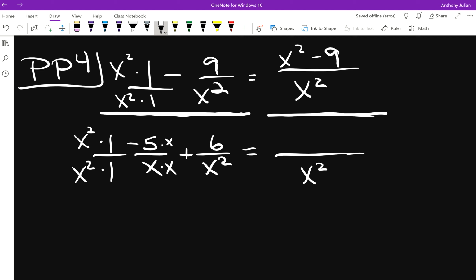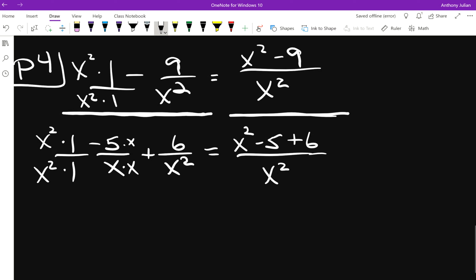going to be x squared times 1 is x squared, minus 5x plus 6, and that worked out quite nicely. And now we'll do the keep, change, flip. And now I'll show you a little shortcut to do.